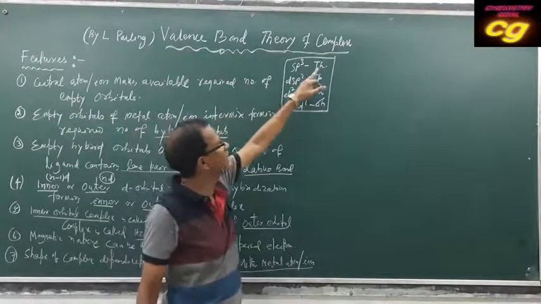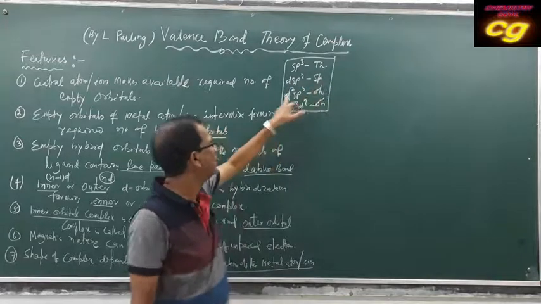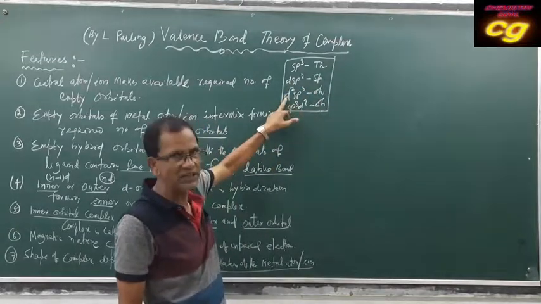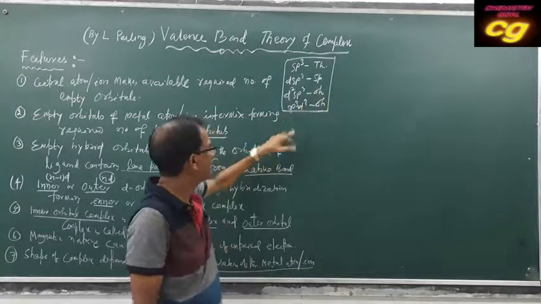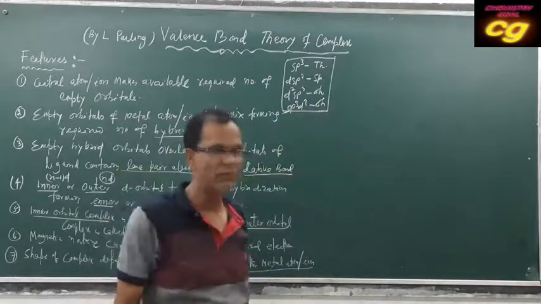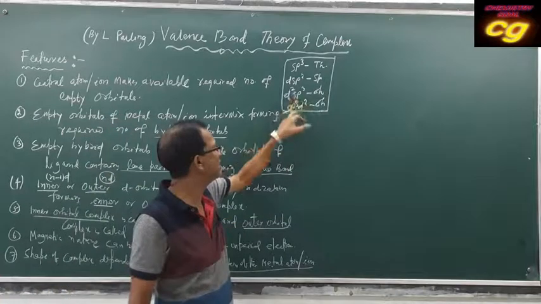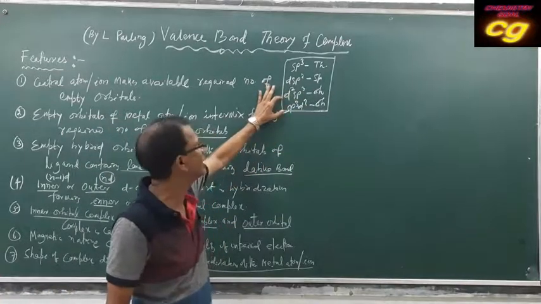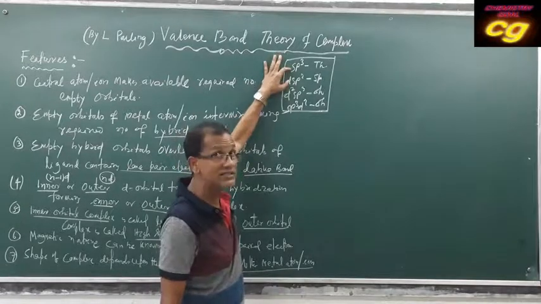If sp3, that is tetrahedral; if dsp2, that is square planar; if d2sp3, where the d is inner, that is octahedral; and sp3d2 is also octahedral. But the magnetic character will differ, while the shape will be the same for both. Only they differ in magnetic character. Here also they differ in magnetic character, and also in shape.